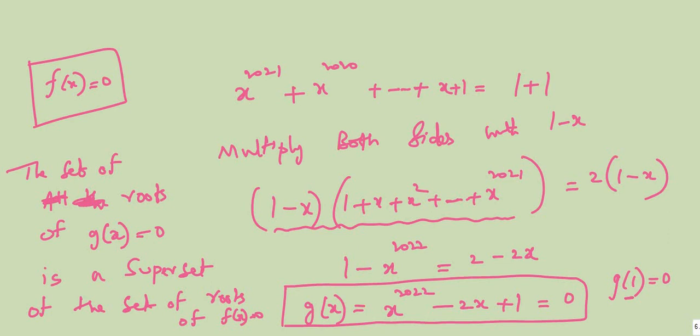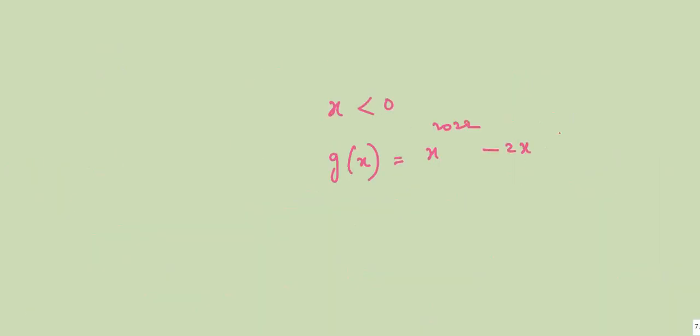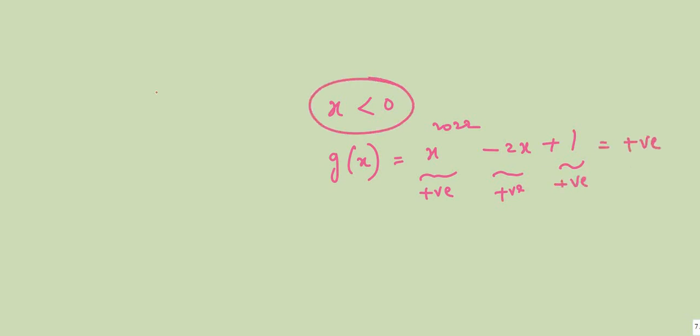Okay. Now, since all the roots of g of x except 1 are the same as the roots of f of x, let's check whether there are any negative roots for g of x equal to 0. When x is negative, what is g of x? X power 2022 is a positive quantity, minus 2x is also a positive quantity because x is negative, plus 1 is a positive quantity. So this is positive, this is positive, this is also positive. So totally it is positive. That means g of x doesn't have any negative roots. So when g of x doesn't have any negative roots, f of x also doesn't have any negative roots.